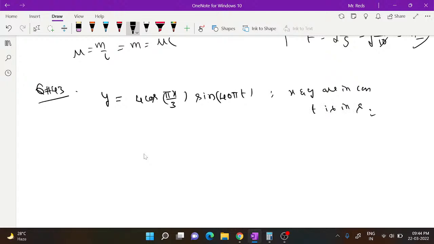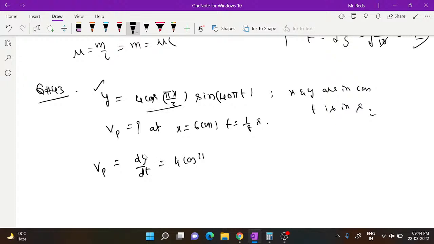Then the velocity of the medium particle. What is the velocity of the particle at x equal to 6 centimeters and t equal to 1 by 8 seconds? This is the displacement of the particle, so the velocity of the particle is nothing but dy by dt. This is the x term, you can keep this aside. It is equal to 4 cos(pi x by 3) into this. We only have to differentiate with respect to t.